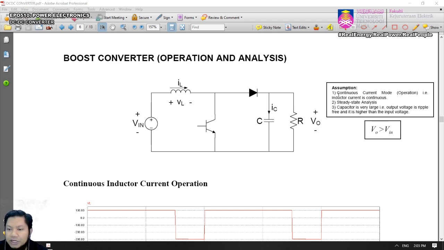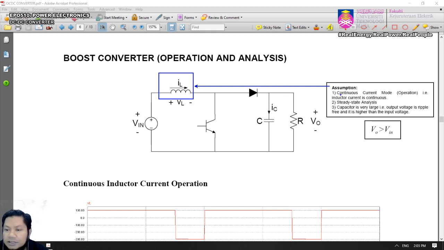Right, to continue, we assume that we're going to analyze the circuit with a continuous current mode operation, which is referred to this L now. So previously we have a buck converter. The L is connected to the output side, isn't it? But now the inductor connects to the input side, right? And very much I in equals to IL. The input voltage, input current also equals to the inductor current.